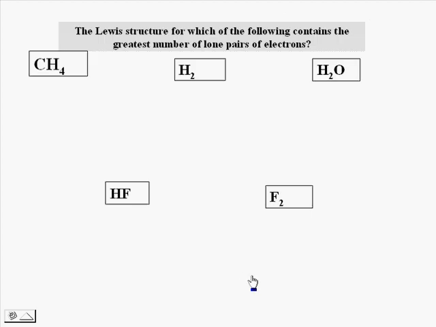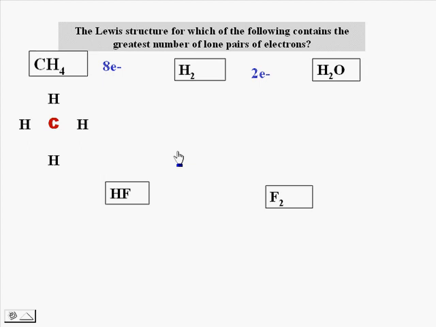Let's look at this. Which one has the greatest number of lone pairs of electrons? There's 8 electrons on methane. The central atom is carbon, and I'm going to surround it with the 4 hydrogens. As I draw the bonding electrons to carbon, each of those are worth 2 electrons, and I have used up 8. After I use up the 8, I have 0 electrons left. All of the electrons in methane are involved in bonding, so the answer to this one is there are no lone pairs of electrons. They all are involved in bonding.